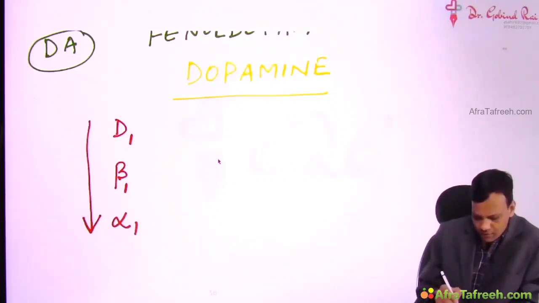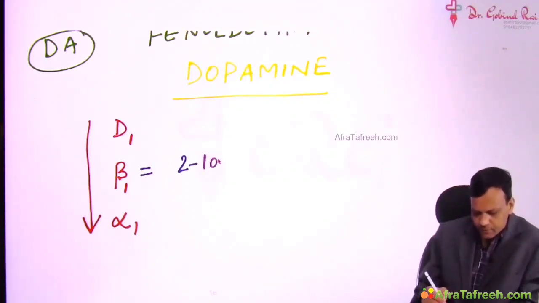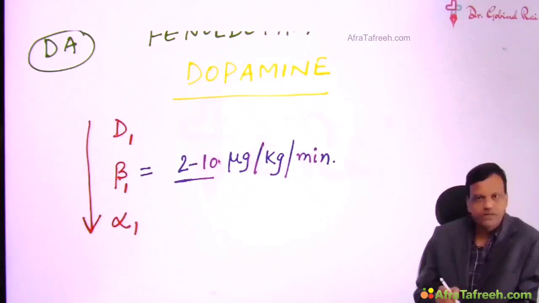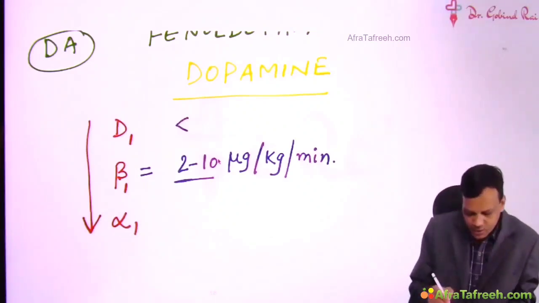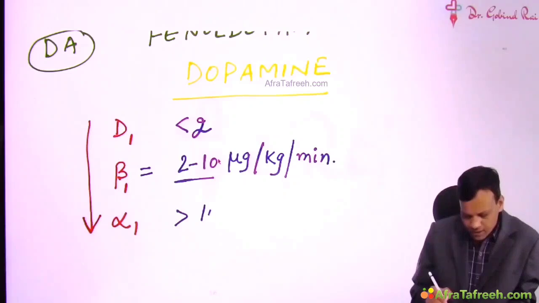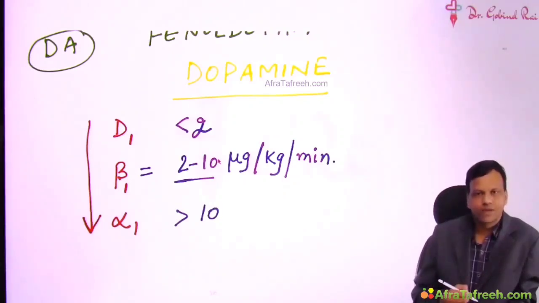So if you remember the dose for beta 1, the other two you can automatically remember. The dose of dopamine for stimulation of beta 1 receptors is 2 to 10 microgram per kg body weight per minute. So if we give dopamine infusion at a rate of 2 to 10 microgram per kg body weight per minute, it can stimulate beta 1. That means if we give less than 2, it will stimulate only D1. If we give more than 10, it can stimulate all three receptors.